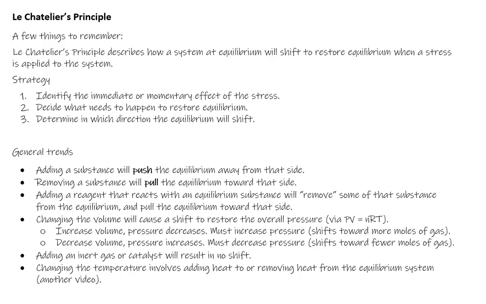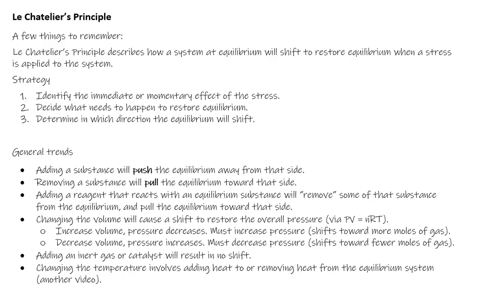Here are the general trends that you should understand. Adding a substance that is part of the equilibrium system will push the equilibrium away from that side toward the other side. Removing a substance that is part of the system will pull the equilibrium toward that side, away from the other side. You'll see how this works when we look at the example. Adding a reagent that reacts with a substance in the equilibrium system will remove some of that substance from the equilibrium and pull the equilibrium toward that side. This effect is the same as removal of a substance. It's just indirect due to the side reaction.